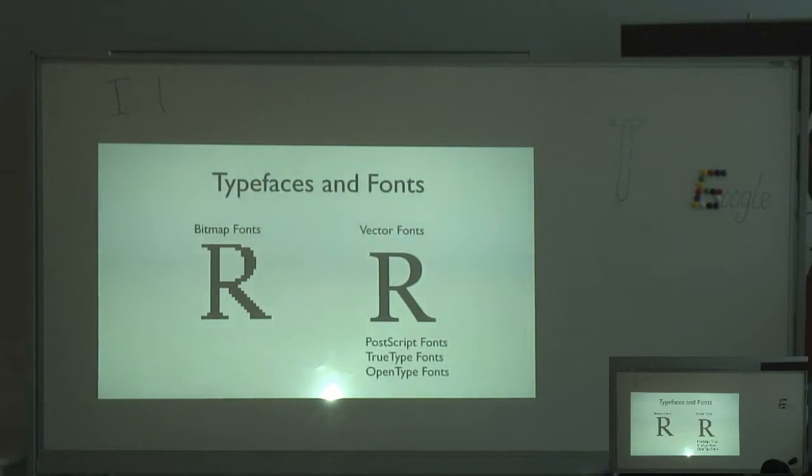In the old days, as I told you, the printers would store the typeface in terms of fonts, right? And at that time, we would have bitmap fonts. But of course, that became silly for reasons explained last time. So these days, we've got PostScript fonts, TrueType fonts, and OpenType fonts.